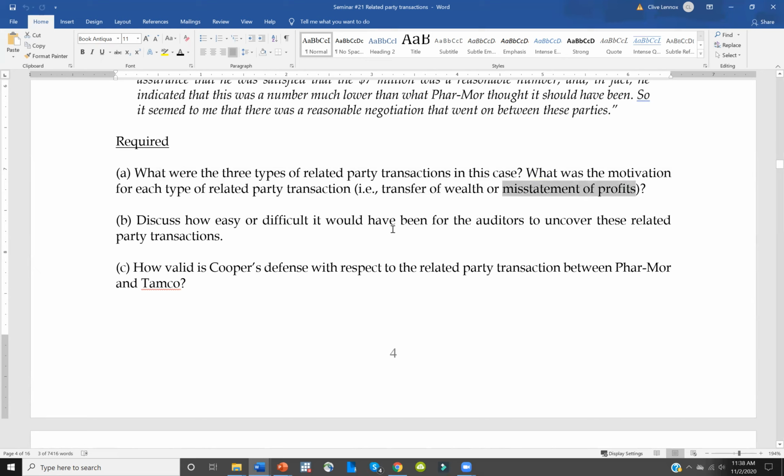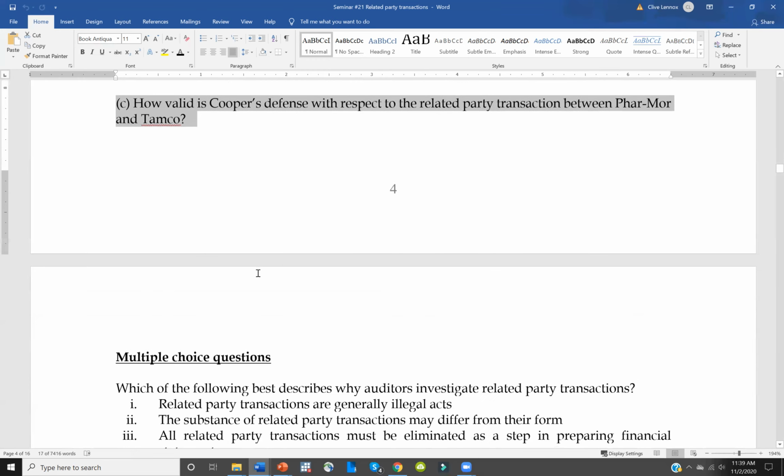Secondly, how easy or difficult would it have been for the auditors to uncover these related party transactions? So how difficult do you think it is to audit them? And then thirdly, part C, how valid is Cooper's defense with respect to the related party transaction between Farmore and Tamco? When this went to court, Cooper's defended its actions, and I want you to comment on what you think about what Cooper's said in its defense.